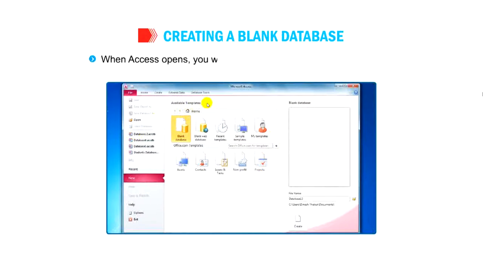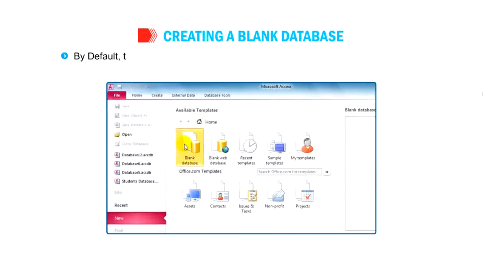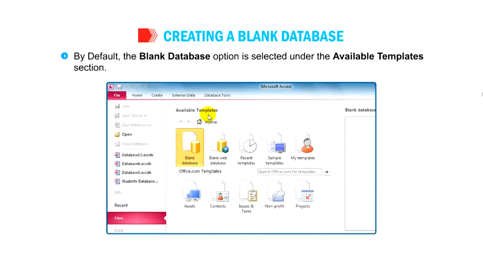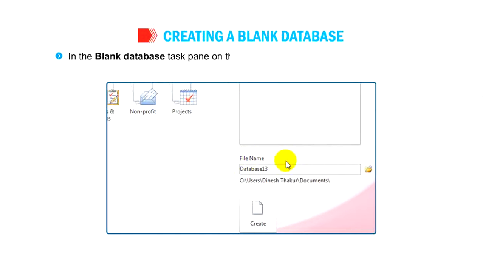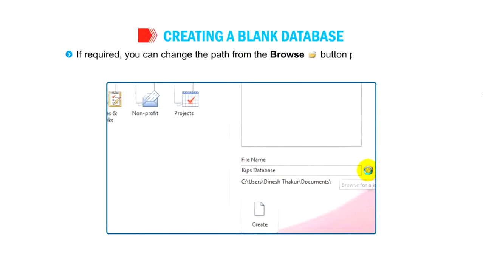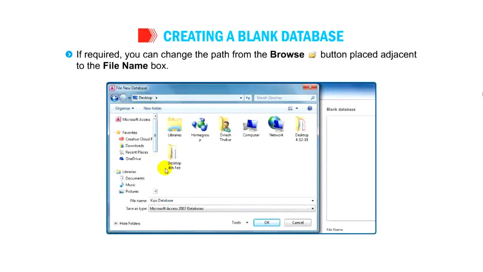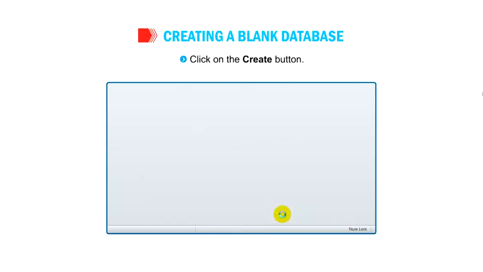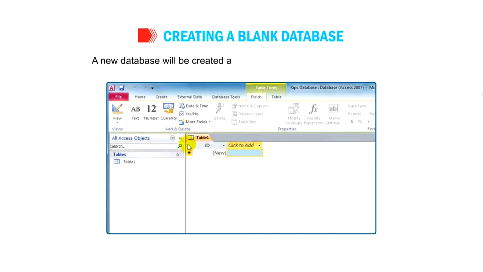When Access opens, you will find the Backstage view on the screen. By default, the Blank Database option is selected under the Available Templates section. In the Blank Database task pane on the right, specify the file name in the File Name text box. If required, you can change the path from the Browse button placed adjacent to the file name box. Click on the Create button. A new database will be created along with an empty table named Table 1. A new tab, that is Table Tools, will now be visible on the title bar.